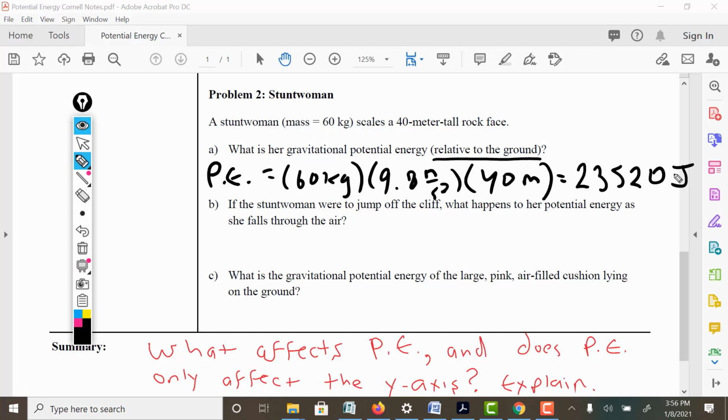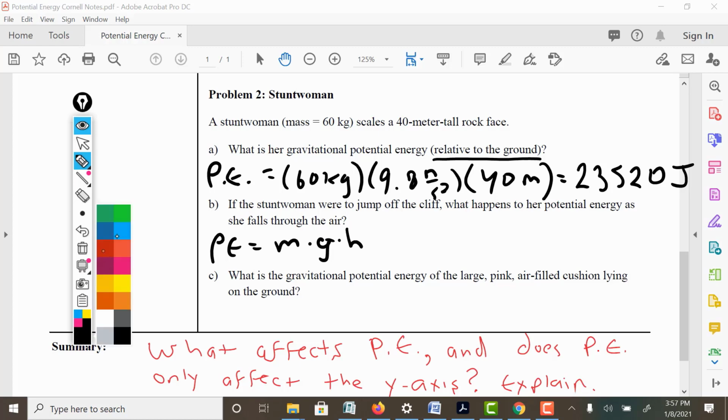For part B, if she were to jump off of the cliff, right, 40-meter height, since the height is relative to the ground, as the height is getting less, the potential energy becomes less as well, right? Potential energy is m times g times the height, or the y. So as this number, everything is the same. Her mass is not changing. The gravity is not changing. We're going to assume that, okay?